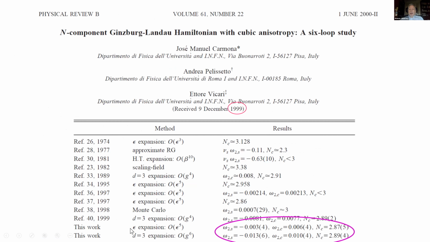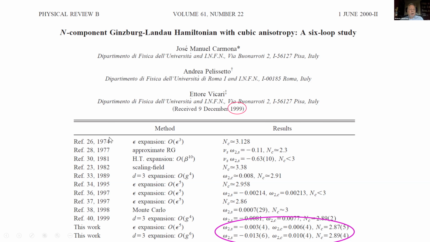Okay. So here is a paper from 1999. I think it was published in 2000, a 6-loop epsilon expansion for the n component Ginzburg-Landau Hamiltonian with cubic anisotropy. And here these guys summarize the previous history. I don't know if any of these people are present in the audience, they may be. Anyway, they give the history here.